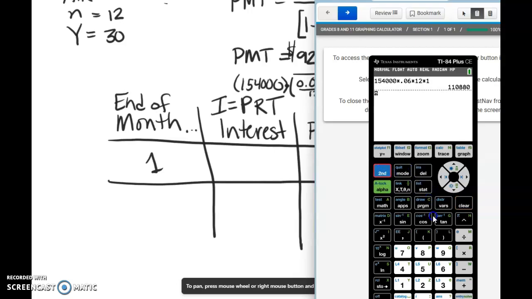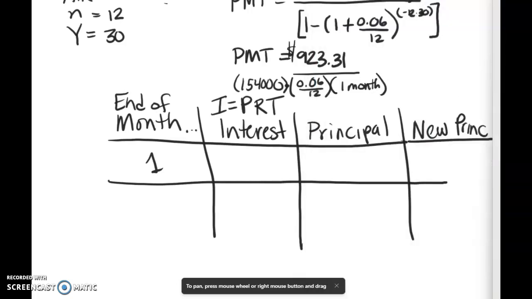Oh, there's an error there. So I caught that error. I hit times, not divide. So here's my interest, $770.